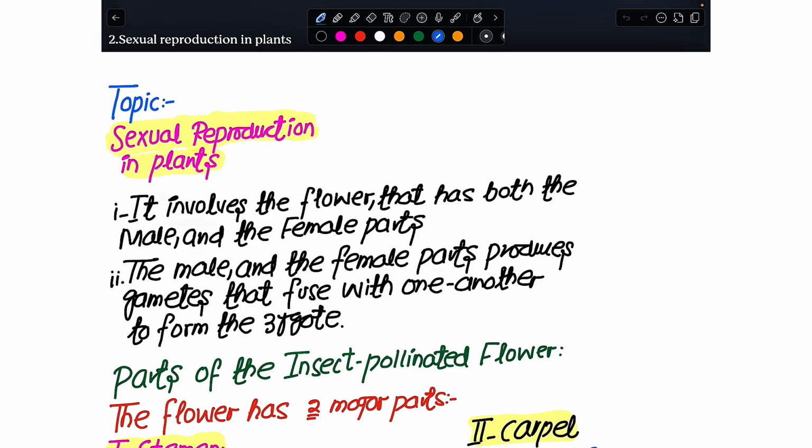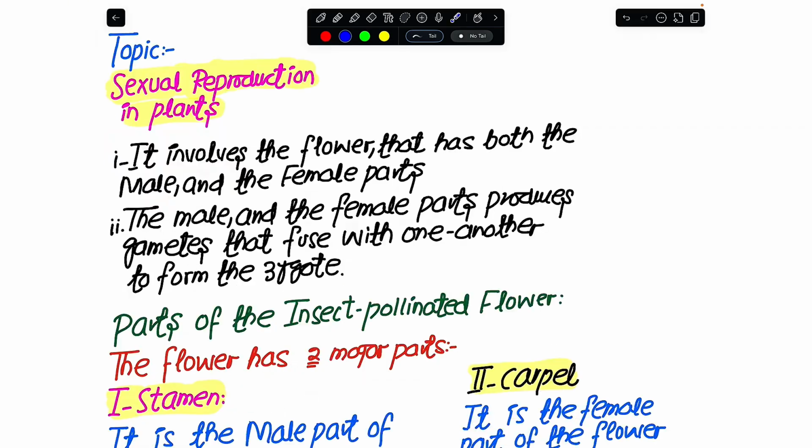And for today, we are going to look at another aspect of reproduction in plants, and that goes with the name of sexual reproduction. In this lecture, we would be simply focusing on understanding the structure of the flower, both in the case of insect pollinated flowers and the wind pollinated flowers.